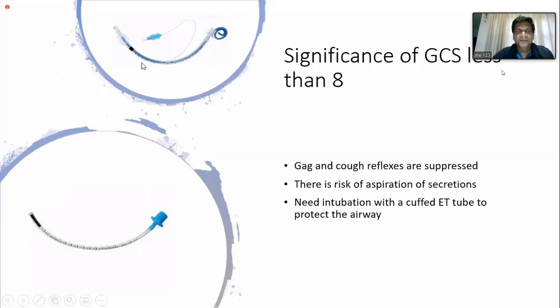So this is what you call an endotracheal tube. This goes into the trachea, and this black line, you put the tube down until this black line passes the vocal cords. Up to this point should be below the vocal cords, and you connect this end to the ventilator. Okay. So that is the Glasgow Coma Scale.